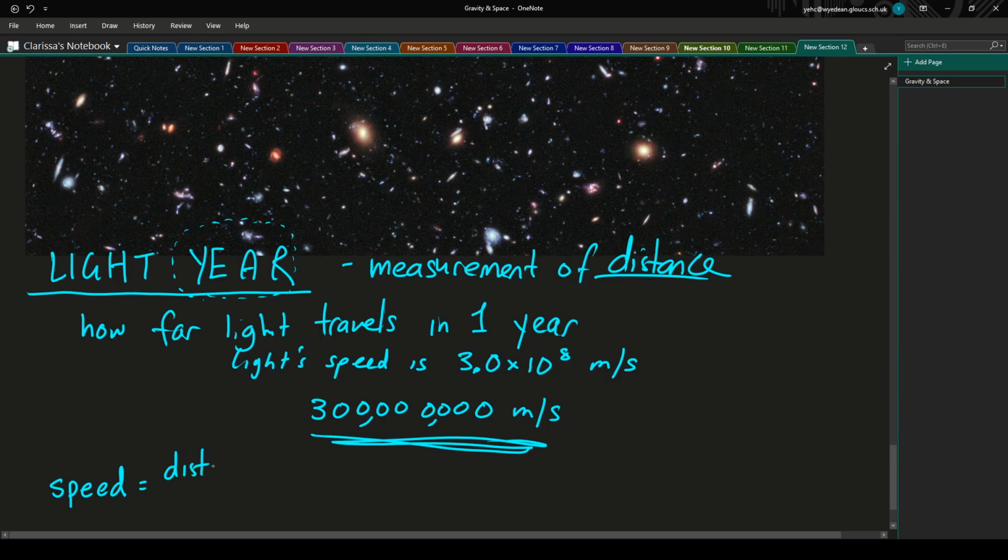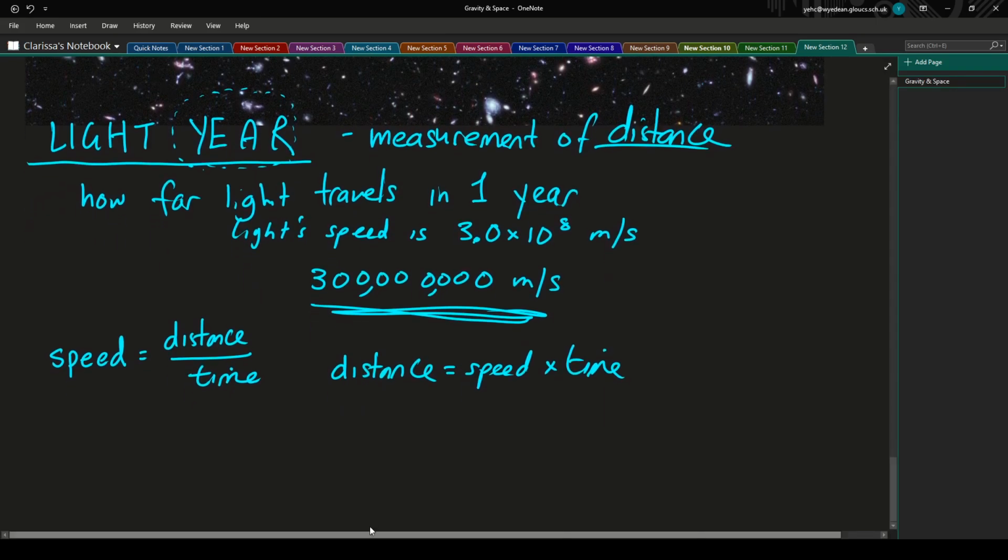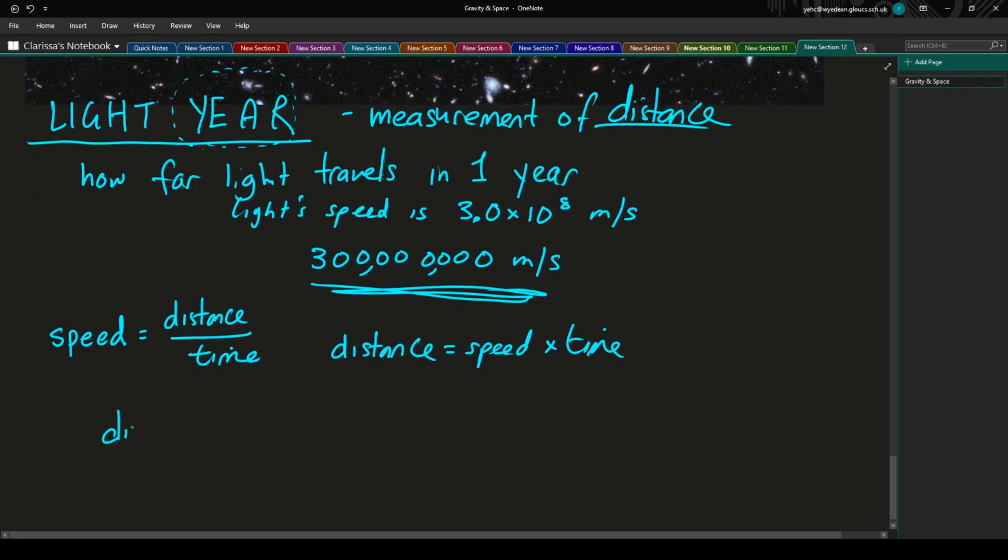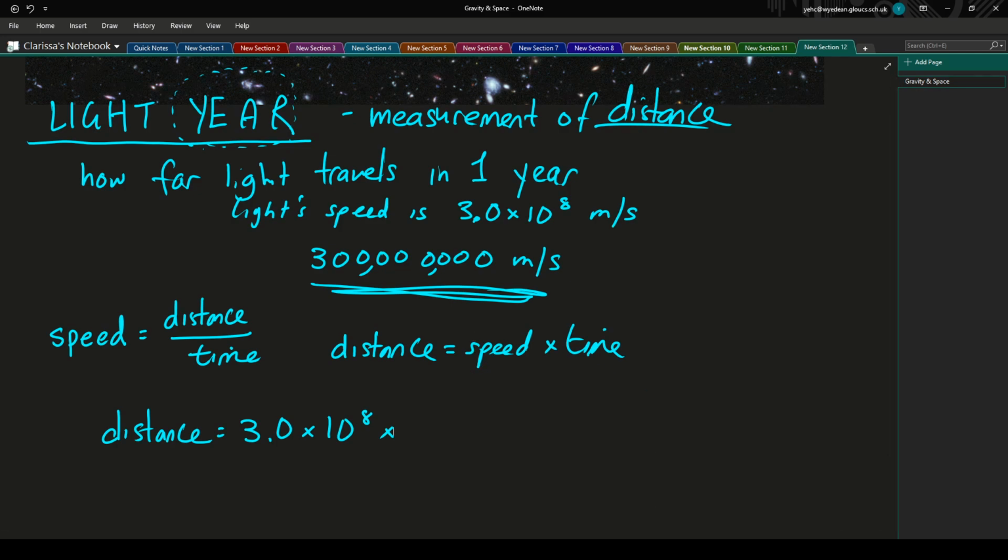Speed equals distance over time. So distance is equal to speed times time. The distance then becomes 3.0 times 10 to the power of 8 times time. So 1 year, we need this in seconds because this is in meters per second. So how many seconds are there in a year? Anyone want to work that out? How many seconds are there in a year?